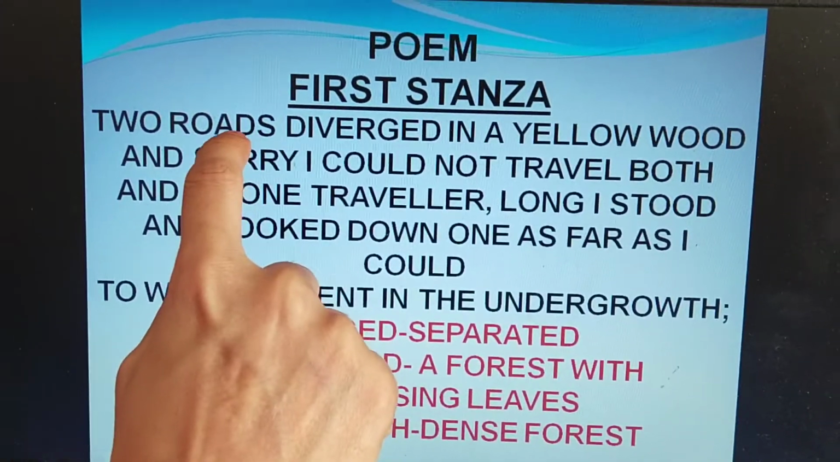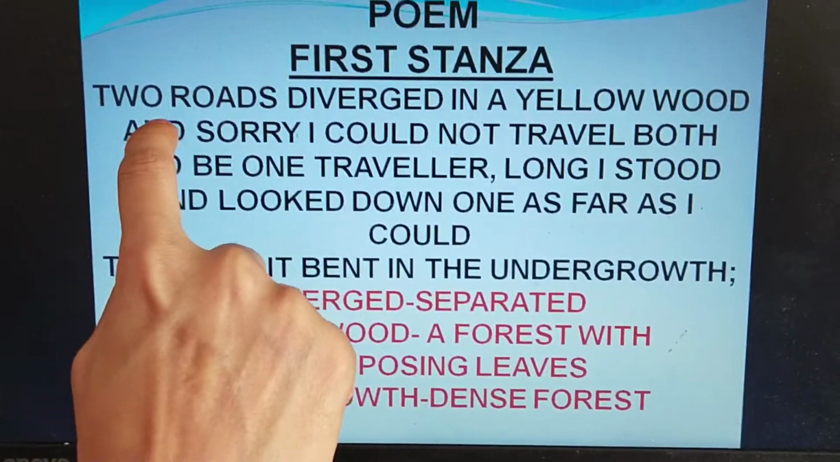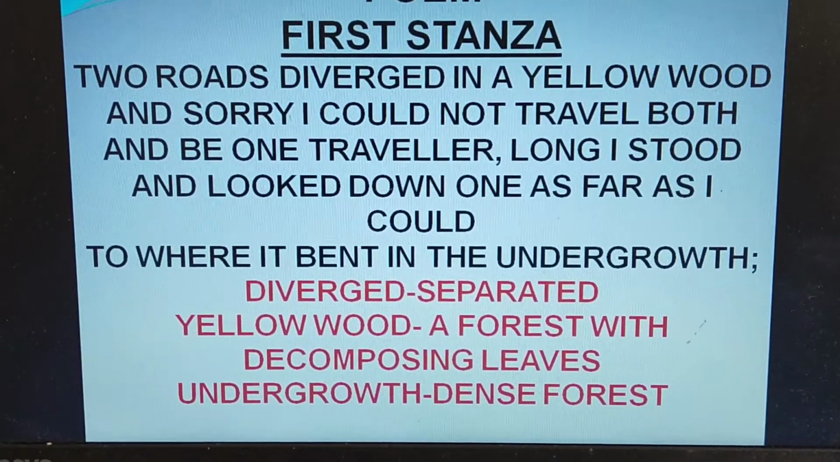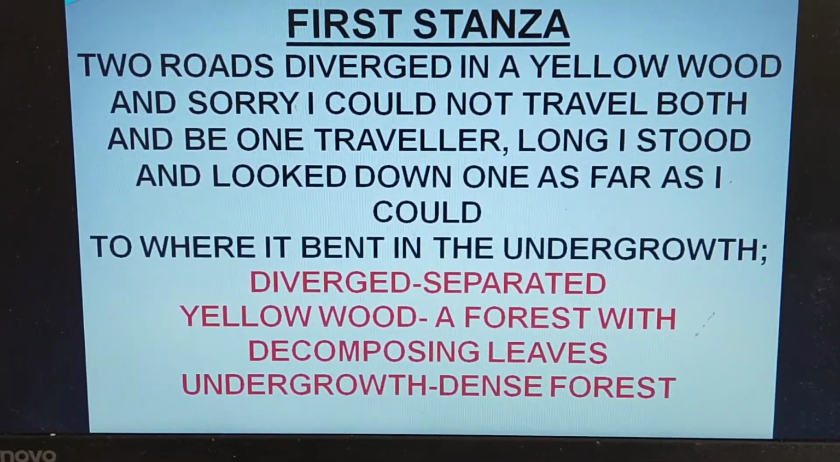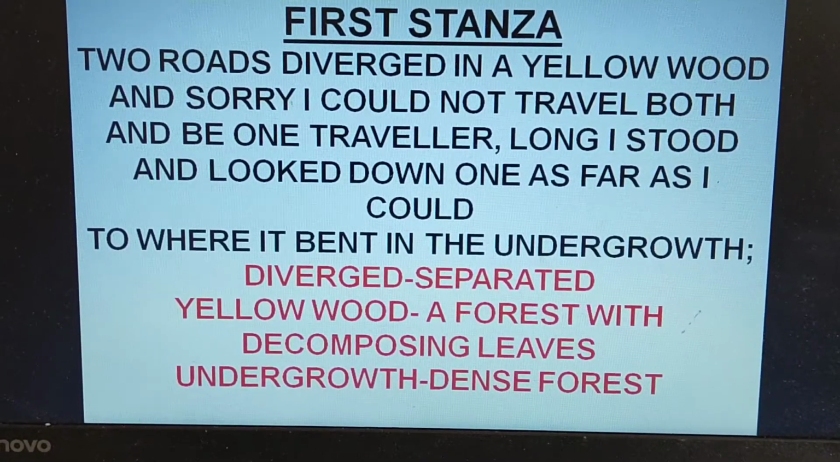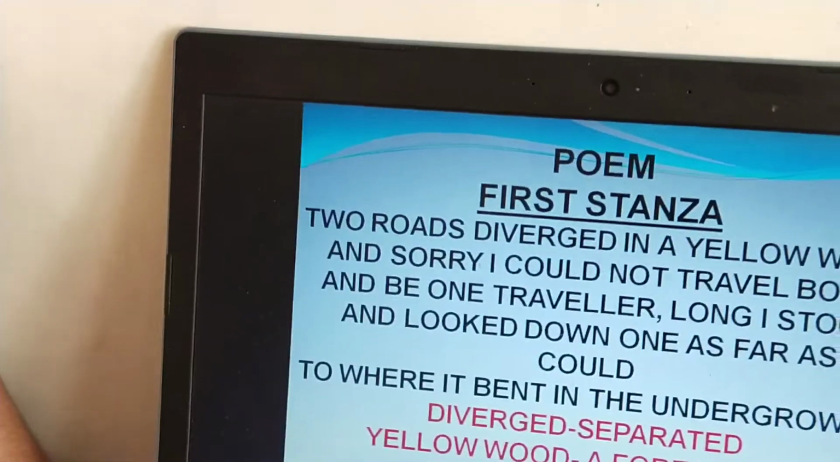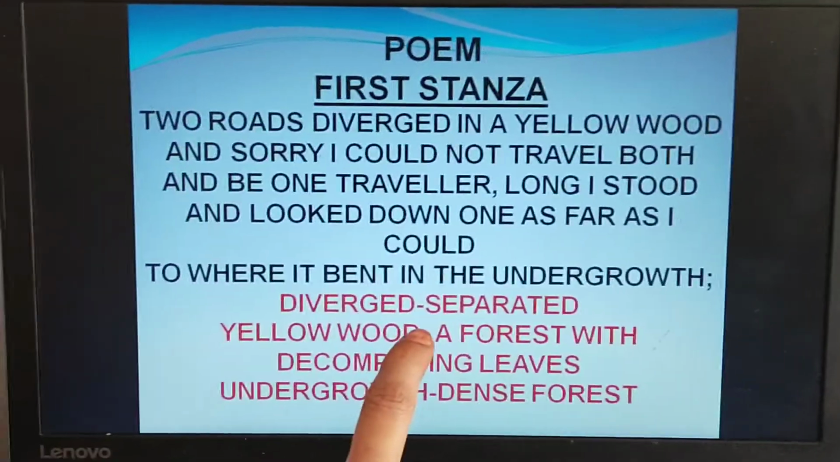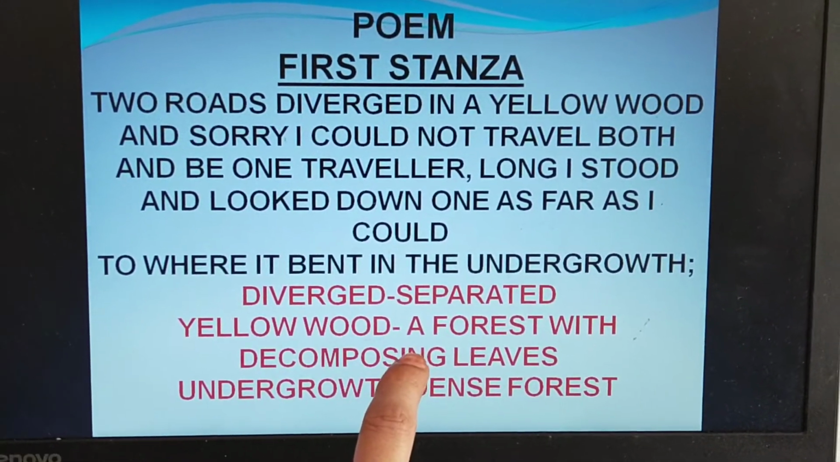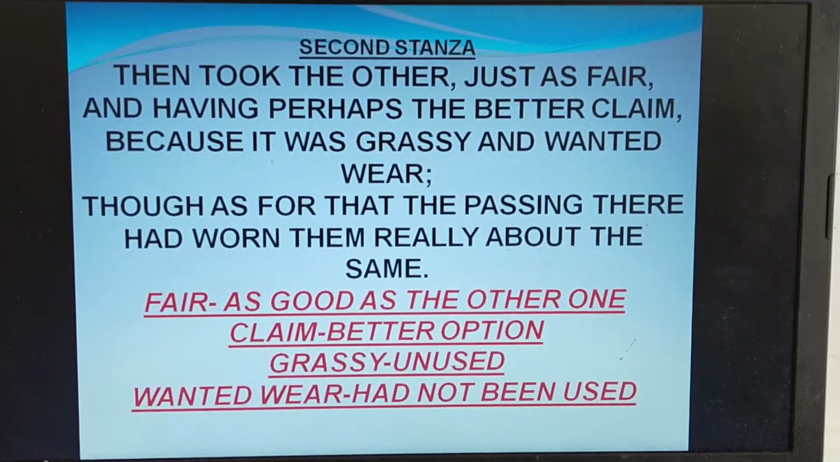Two roads. The poet is using this as a symbol. It actually symbolizes the two different options that we have in our life. And before taking any decision, we have to be very wise. I hope the first stanza is clear to you. Now let us switch to the second stanza.